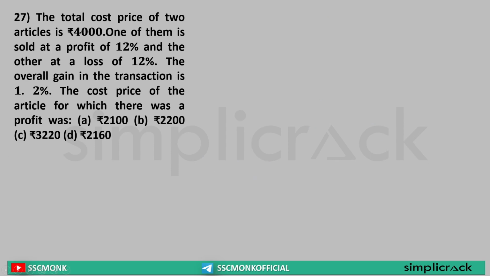Clear? Next, the total cost price of two articles is 4,000. So both the articles' total cost price is 4,000. One of them is sold at a profit of 12%. Another is sold at a loss of 12%. Overall gain in this whole transaction is 1.2% of the cost price of the articles. So let's say one article was X rupees, another article was 4000 minus X. X is sold at a profit of 12%. This one has been sold at 12% loss.